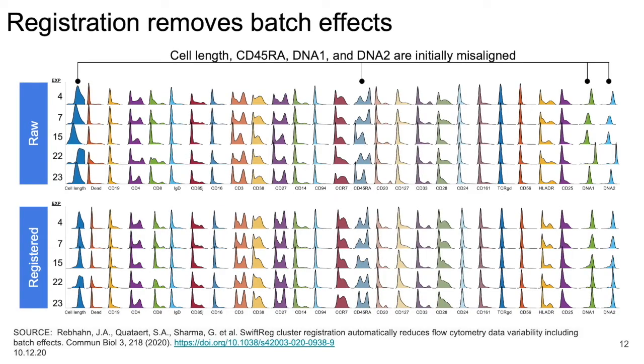So the results that you'd expect, in this case, this is a CyTOF data set, and the upper panel is the raw data and the lower panel is the registered data. Of interest are cell length, CD45RA, DNA1 and DNA2. You can see misalignment in the DNA channels and some misalignment in cell length and CD45RA. After registration is applied, the four channels are better aligned, and we can apply one consistent analysis now across that entire experiment.